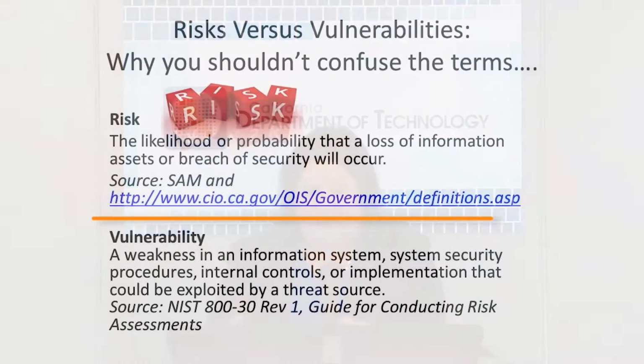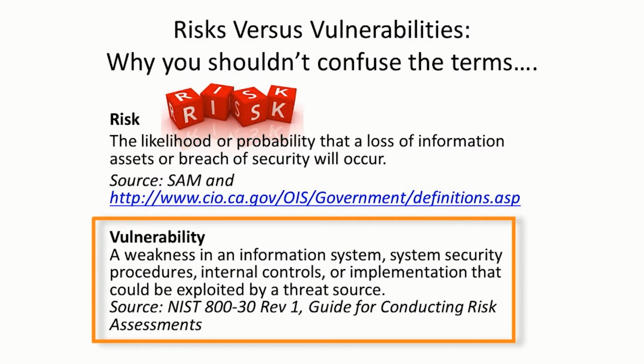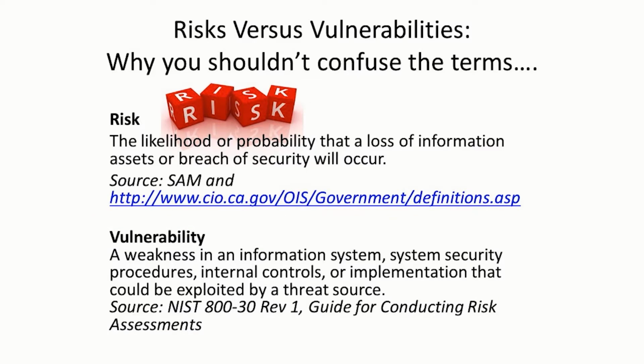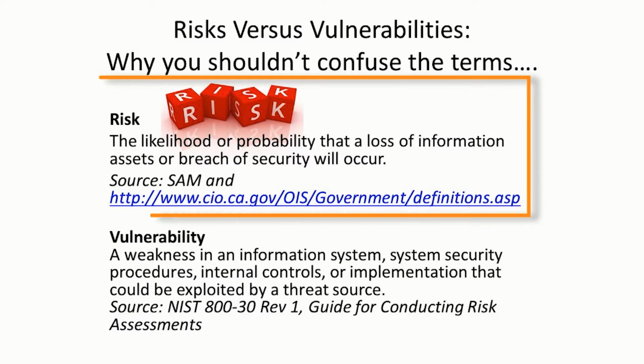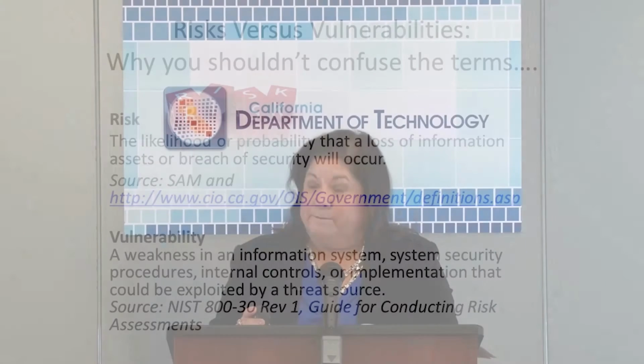As we move ahead and talk a little bit more about risk management, because it wouldn't be fair to talk a lot about risks and not tell you what they are. I've noticed that people get vulnerabilities and risks mixed up. What is the difference and what are they? Starting at the bottom of this definition on this slide, a vulnerability is a weakness, most likely in an information system, but then a risk is a combination of things, so that the risk is the likelihood or probability that a loss of information, assets, or breach of security will occur.